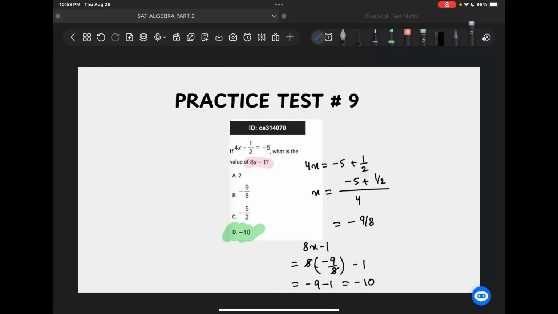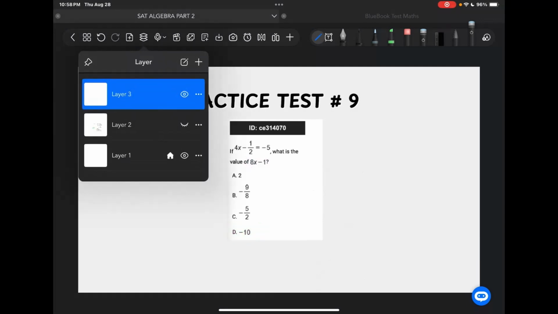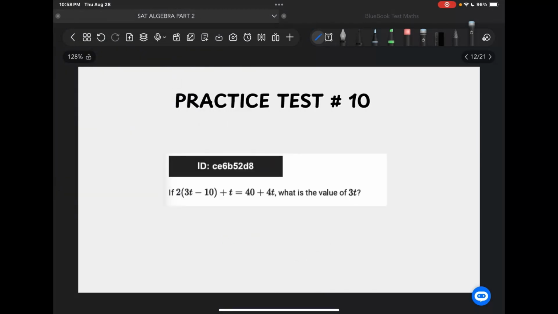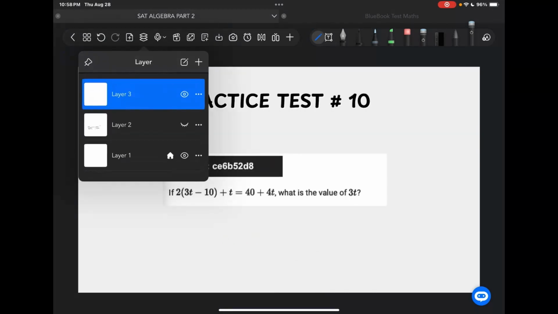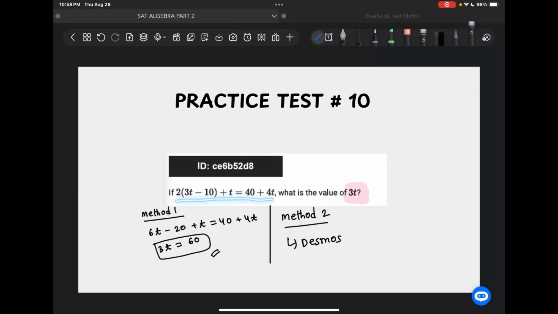Okay. So either is fine as long as you get the correct answer. Now next. Okay, this one is also pretty simple. We are given this equation and we are asked to find the value of 3t. So what we can do is multiply this 2 with 3t and then with 10, and we can get this entire equation. And if we solve it, you're going to get 3t equal to 60.